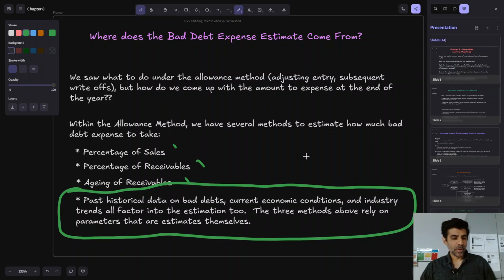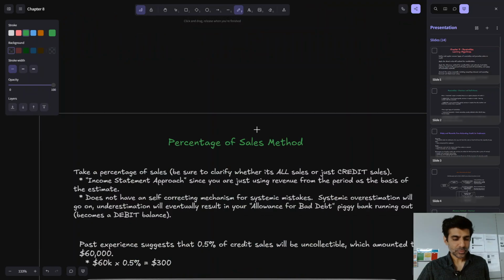Okay, and you're going to either have that as some percentage of your sales, some percentage of the ending balance of accounts receivable, or in this case, aging of receivables, which is a little more complicated. So we'll look at that in a second. But let's talk about these other two.